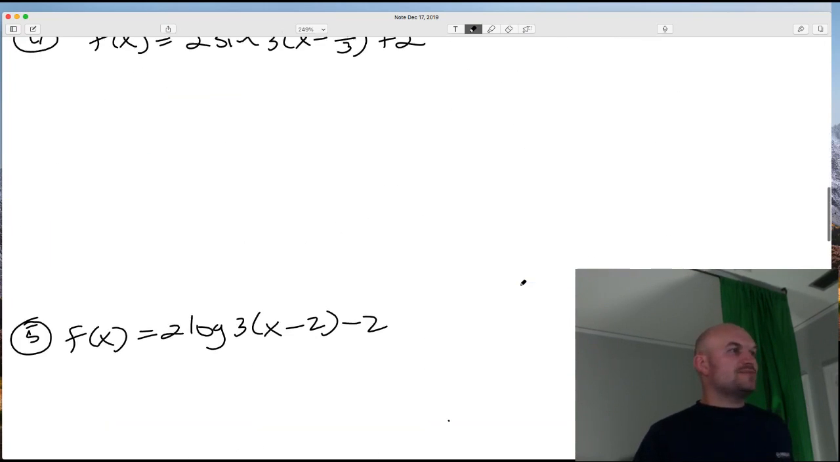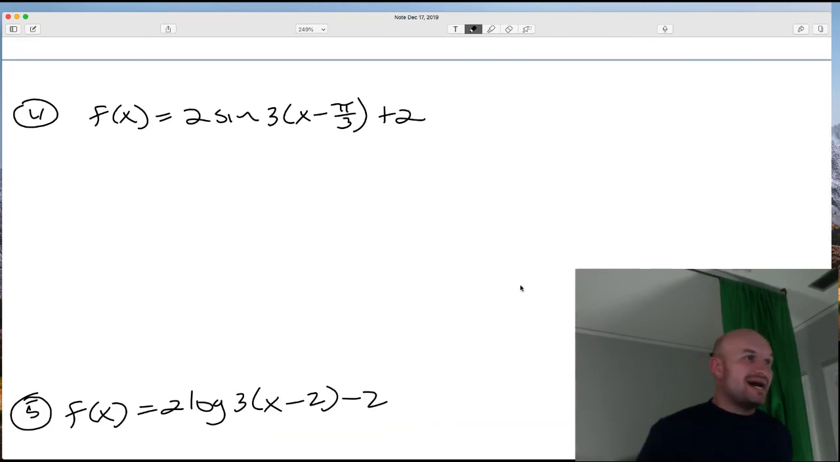All right, the next one is a graphing. Ooh, a lot of stuff going on here. So how do you graph y equals sine of 3 times x minus pi over 3 plus 2? There are so many things going on here.